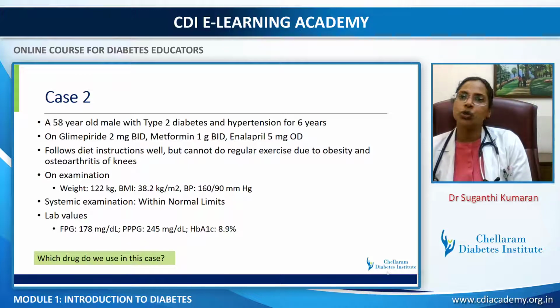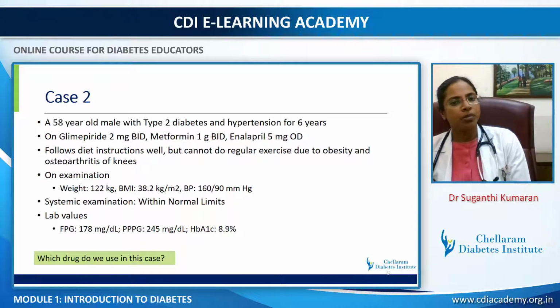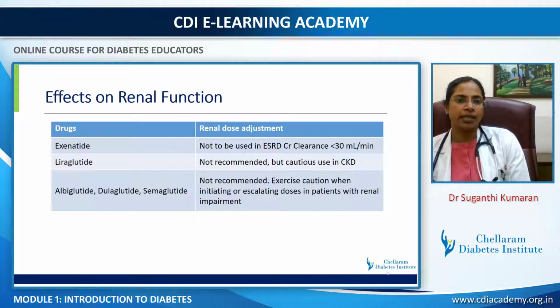On examination, his weight is 122 kilograms with a BMI of 38.2 kilogram per meter square. BP is still on the higher side, 160/90 in spite of enalapril. Systemic examination is within normal limits. Lab values show fasting of 178 with a PP of 245 milligrams per dL with HbA1c of 8.9%. So which drug do we choose in this case?